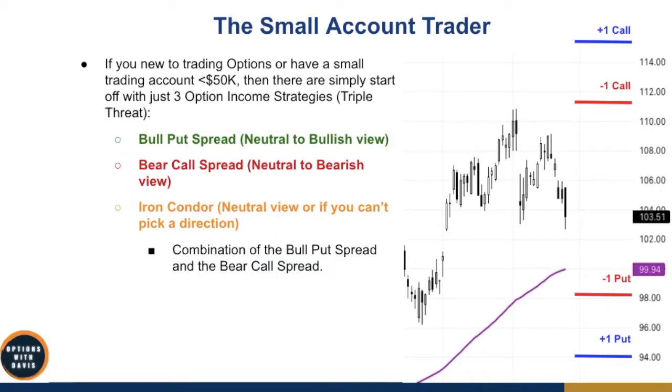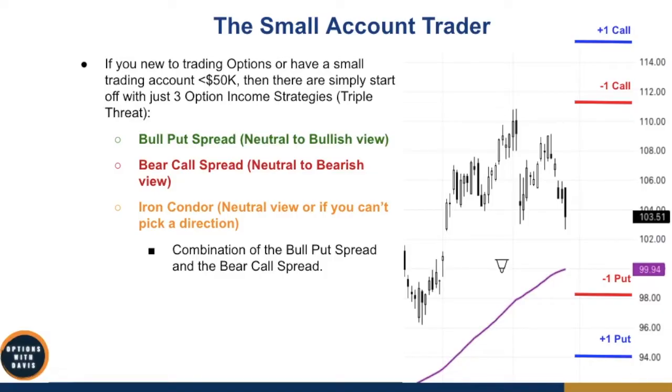And finally, the last of the triple threat strategies is the iron condor. The iron condor is just the combination of the bull put spread and the bear call spread. This is when you have a neutral view of the market, of the stock or the index ETF, or if you can't pick a direction. If you're not sure whether the market is going up or down, then guess what? You can just simply use the iron condor, because with the iron condor, you're basically just trading the expected move.